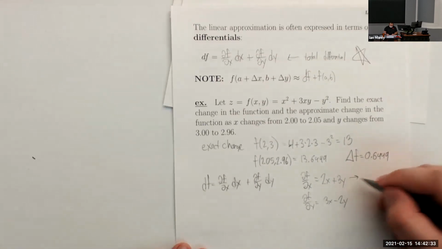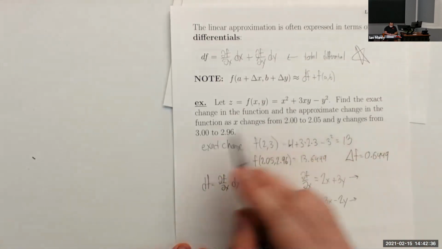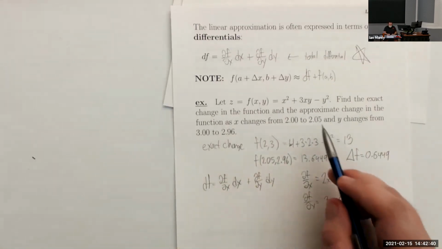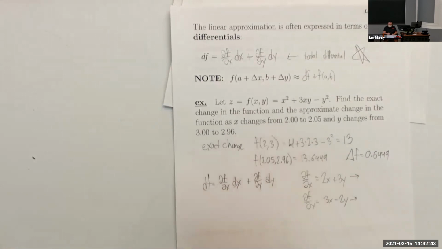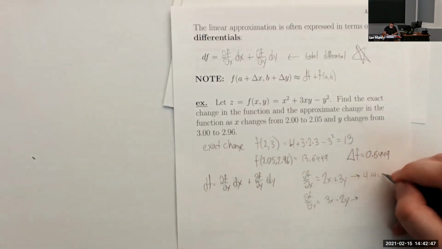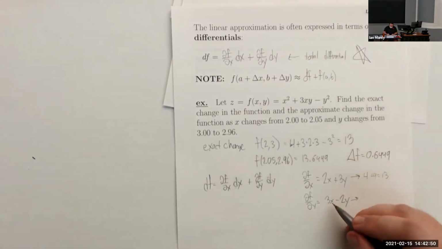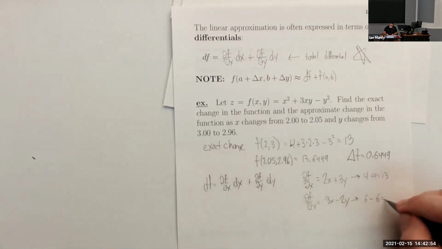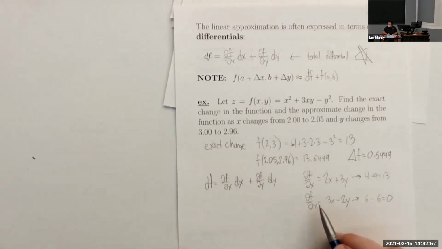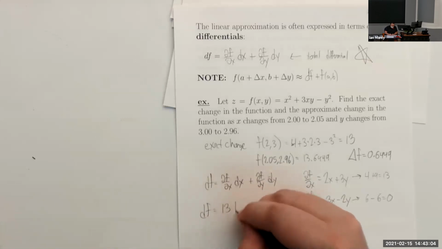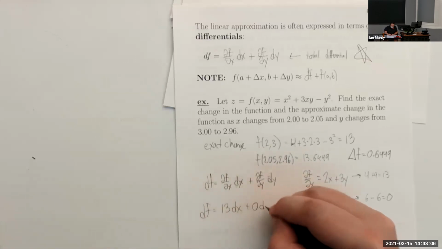All right, and then let's plug in our particular numbers, 2 and 3 for x and y. Remember, we always plug in the reference points here. We're not going to plug in 2.05 and 2.96. We're going to plug in 2 and 3. So we're going to have 4 plus 9 is 13. And then 6 minus 6 is 0. So it doesn't seem like there's a lot of change in y going on right here, but there is a lot of change in x. So df will be 13 dx plus 0 dy.